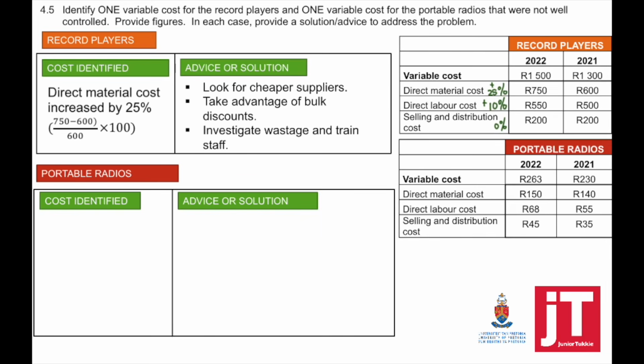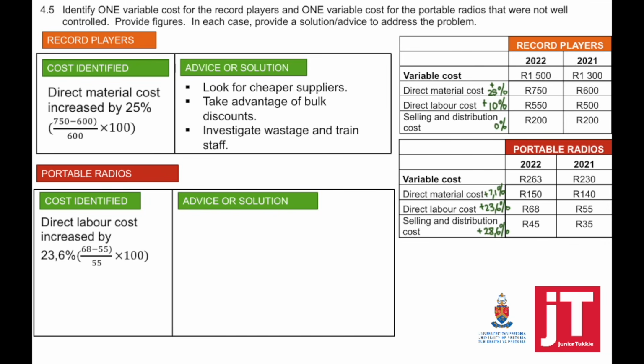We're going to use the same approach when we look at portable radios. We need to work out the percentages, what increase stayed the same, was there a decrease? So if I look at the variable cost, it increased from 2021 to 2022. So if we now go look at direct labor cost, there was an increase of 23.6%. And with selling and distribution, there's an increase of 28.6%. So that is a lot, both for my direct labor cost and the selling and distribution cost.